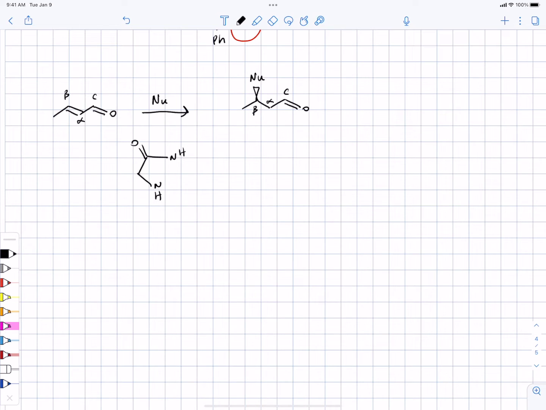So, Rachel, is this the Macmillan catalyst? I'm not... You can't remember. That's okay. All right. I think it's an imidazolidinone.